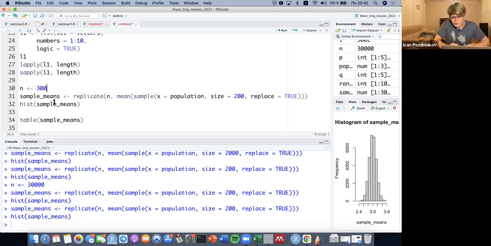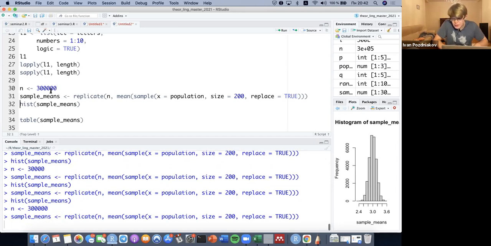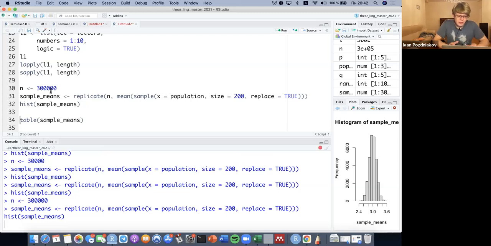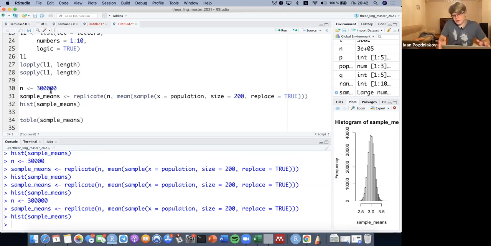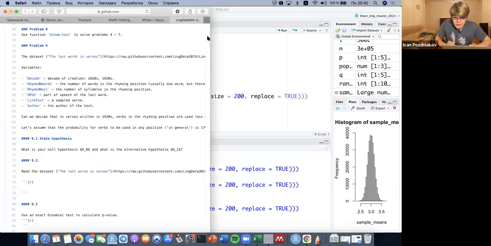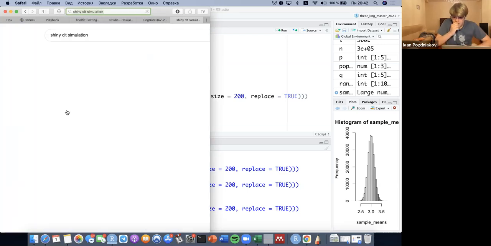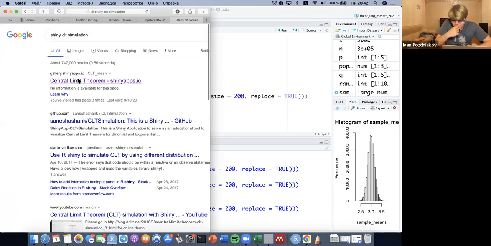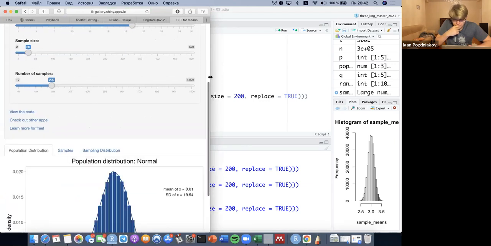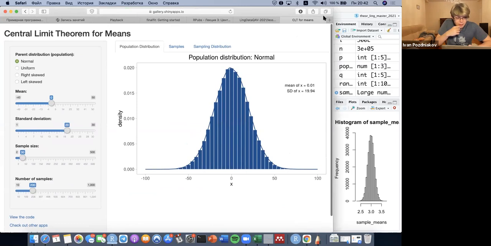And with the number of replications, we just want to have as many as possible, because what we do here is something like an approximation of the sampling distribution. So we have a very theoretical, very abstract, imaginary distribution of sample means. Let me show you this on another simulation. Shiny. I'm not sure that I will find the right one because there are many. Yeah, I think it's this one. It's really nice. I can send you a link.